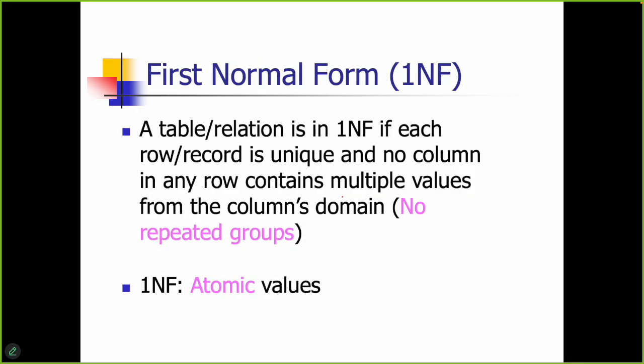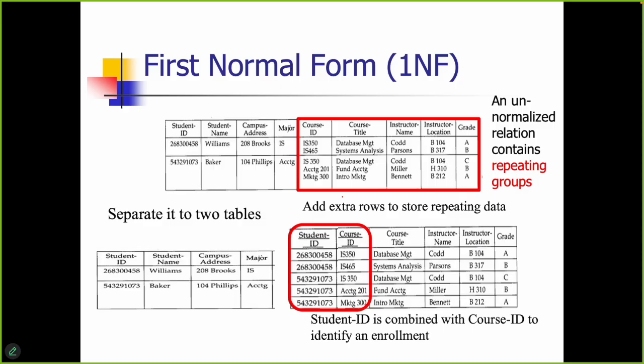So 1NF, just in summary, means atomic values. Atomic values means that you cannot store different things in one column or multiple values in one cell. Now here's an example. Looking at this table on the top, is this table normalized? No, this is not normalized. Can we say this table is in first normal form? First normal form means each cell should store only one value. We cannot store multiple values in one cell, or they should be atomic. No, this is not in first normal form.